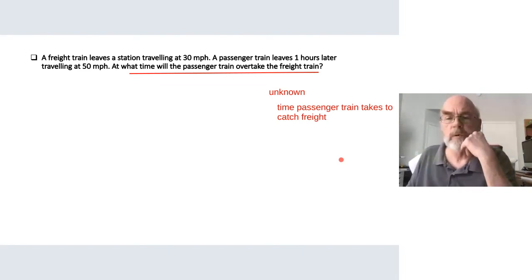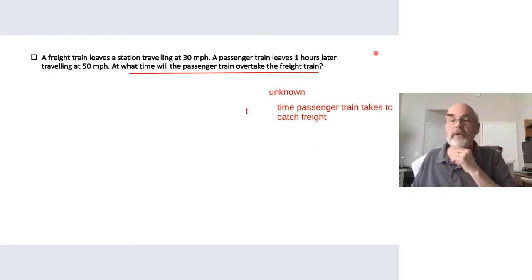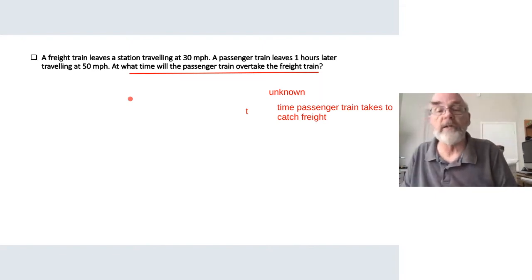And remember, in algebra, we, of course, designate that unknown often with some variable. So we might call that variable t in this case. It's going to be represented by that statement: time passenger train takes to catch the freight. Okay? All right. So looking back on the question, we have to identify what's relevant in this case.